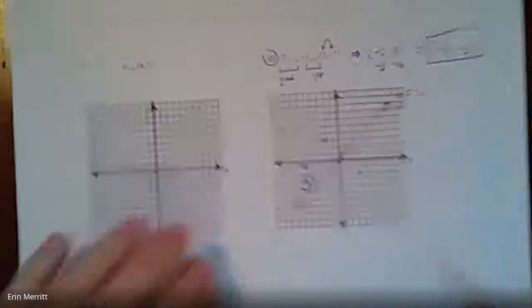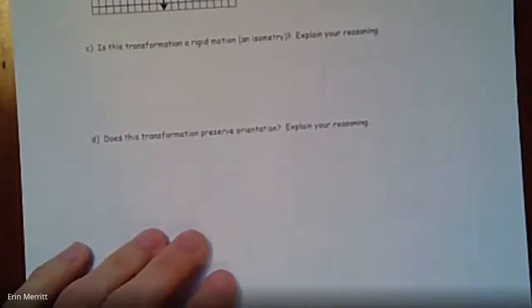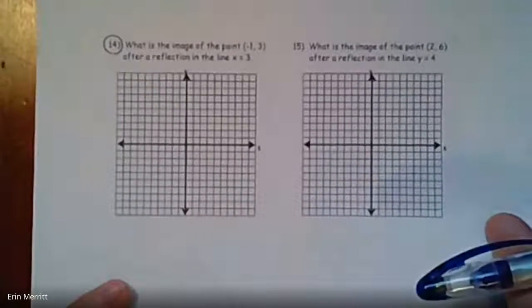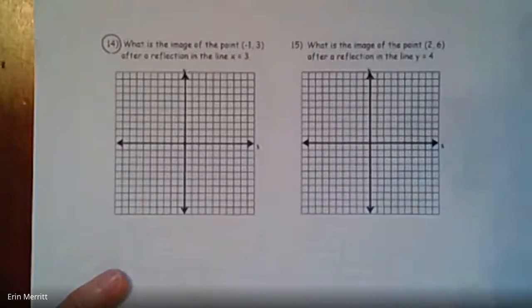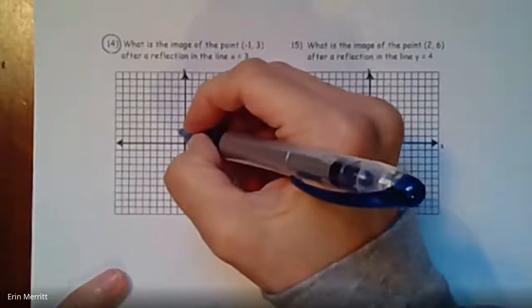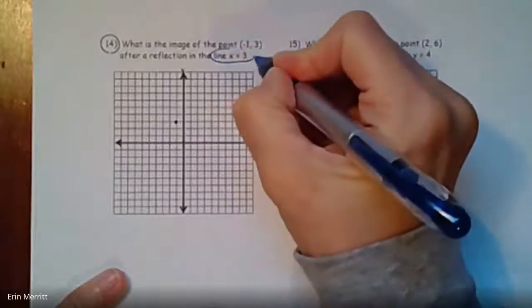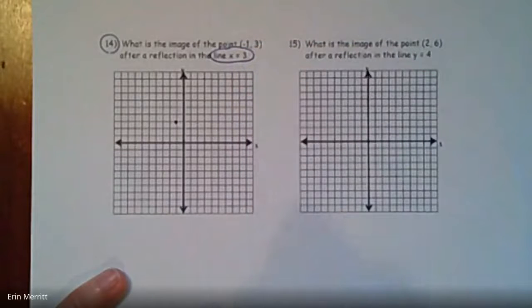All right. As for what's left, I think there was one last question that I wanted to do with you guys. Just double checking. Oh, 2 last questions. So 14, and then all the way to the last page. So for 14, what is the image of point -1, 3? So let's get that plotted. After reflection in the line x equals 3. All right, this one I picked specifically because it's easy to make a mistake on this.